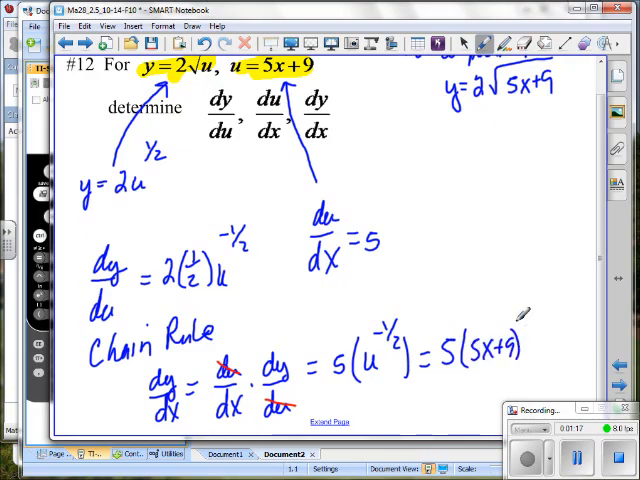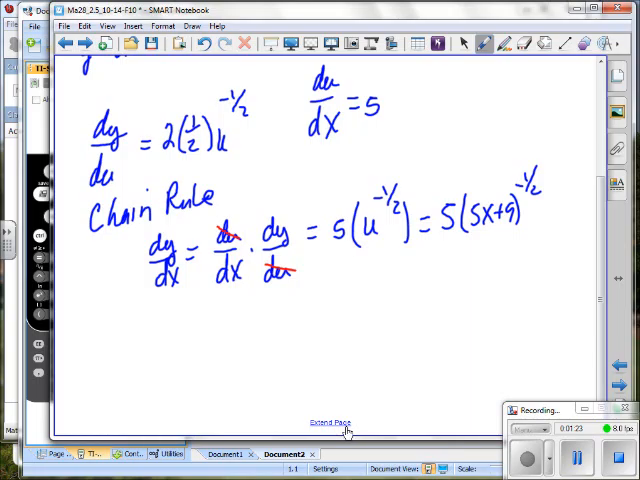5x plus 9 to the negative 1/2. Now, the rule for me with you is you never leave an exponent negative. So I would want you to go one step more and write it as 5 divided by (5x plus 9) to the 1/2 power, or that's the same thing as saying 5 divided by the square root of 5x plus 9.